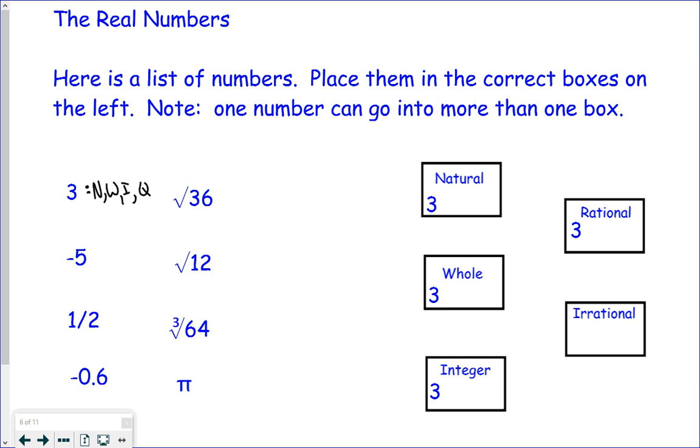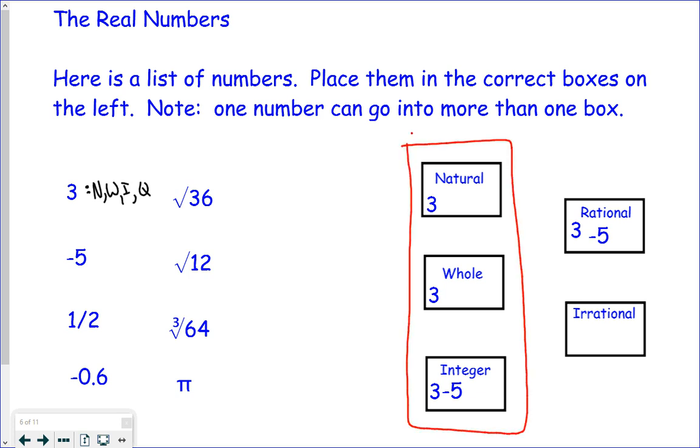-5. So natural numbers are 1, 2, 3 and up. Whole is 0, 1, 2, 3 and up. Integer is what this one is. And since it's an integer, it's automatically rational as well. 1/2. Remember, within the first 3 levels, natural, whole, integer, there's no fractions and there's no decimals. So 1/2 is a fraction, so it's automatically rational. -0.6. Again, it cannot be in the first 3 levels. It's a terminating decimal, or a decimal that stops. So it is rational.